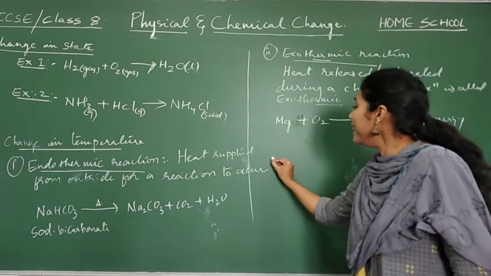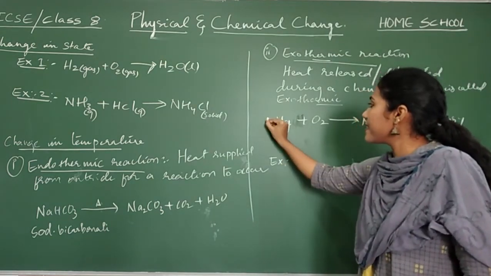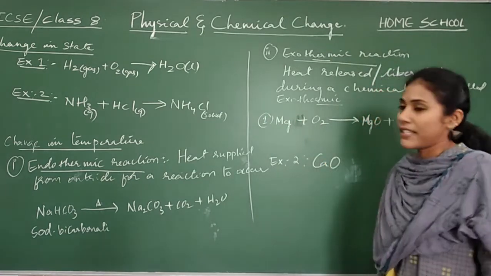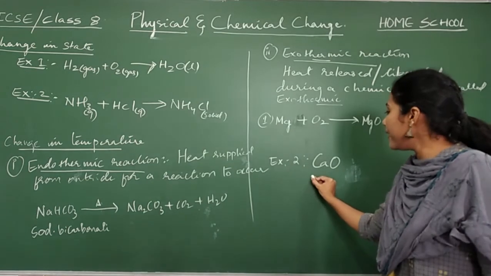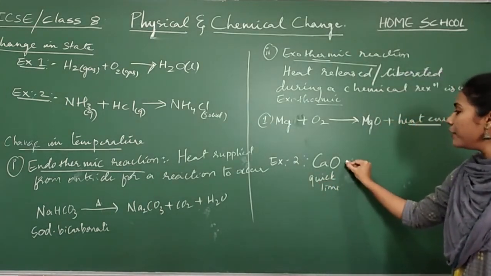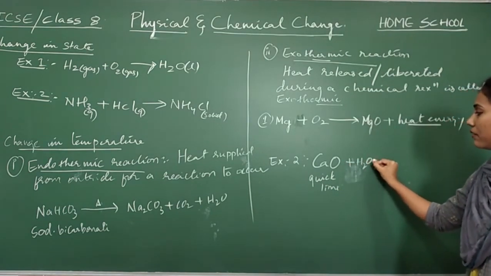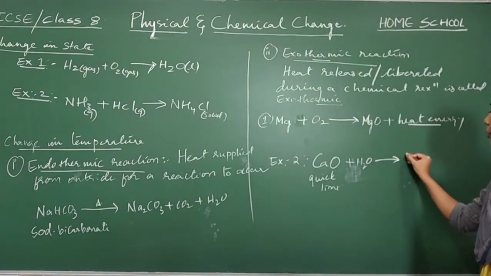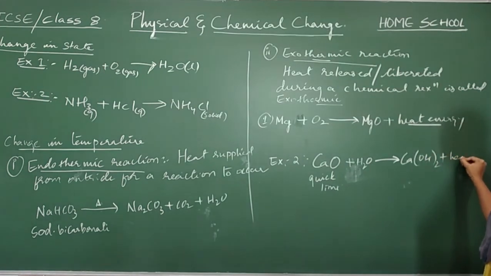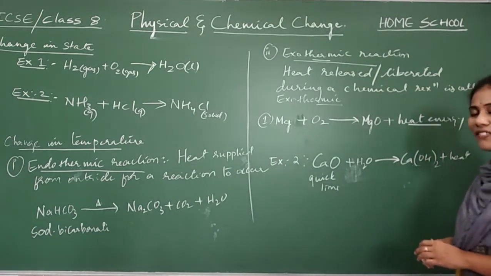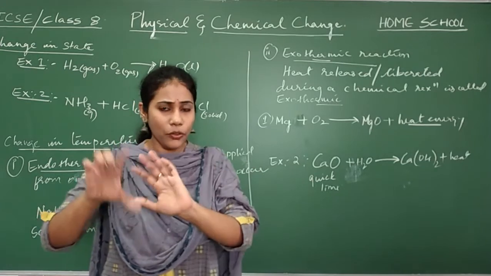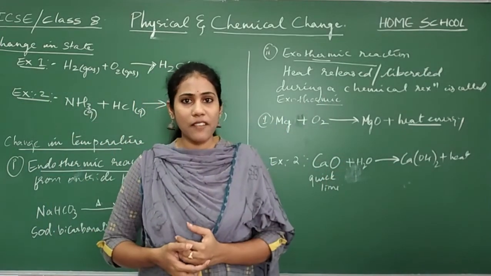Another best example is, this is example 1 and this is example 2. You have calcium oxide, which can also be called quicklime, and you added water. What you would observe is the formation of calcium hydroxide with lots of heat. This is a reaction we see in real life. This is nothing but whitewashing walls. You must have observed this.